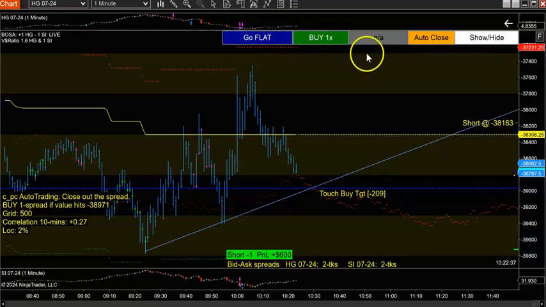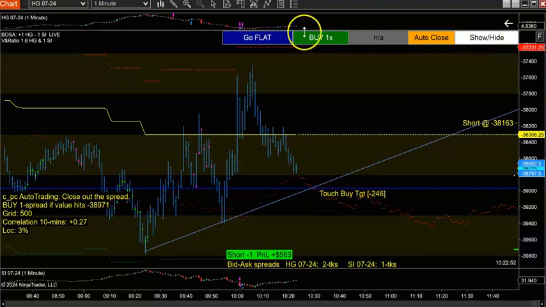Now I could just go flat. I could buy it back. So I've sold the spread. I could buy it back. I'm holding for this blue line, which is a touch buy exit.